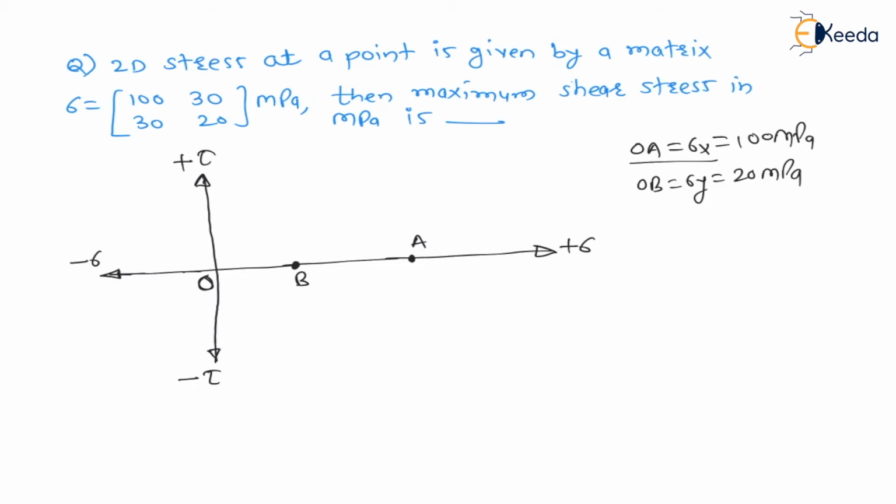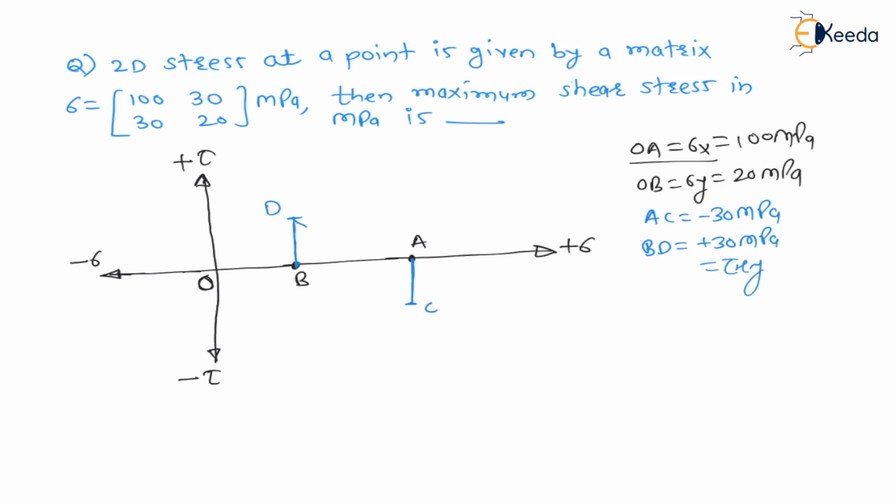Now from A, we have to go tau xy magnitude downward. Therefore, we will get point C. That is, A to C is minus 30 MPa. Now from B, we have to go tau xy magnitude upward. Therefore, B to D is plus 30 MPa. That is tau xy. Right.